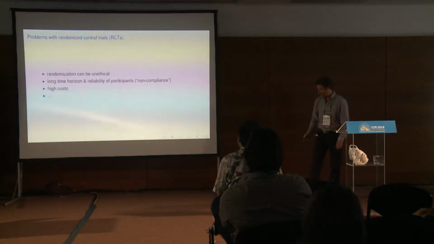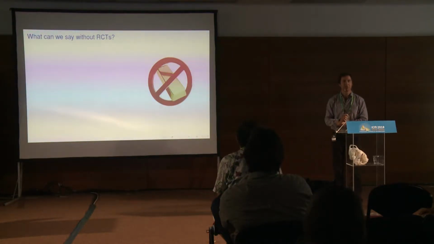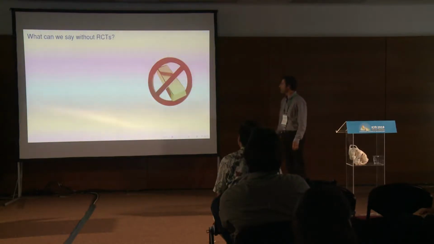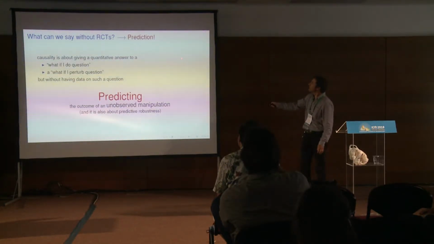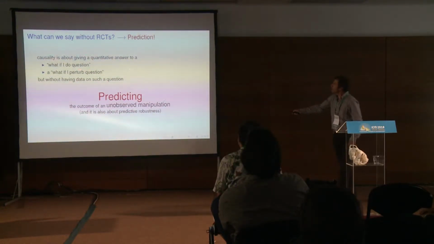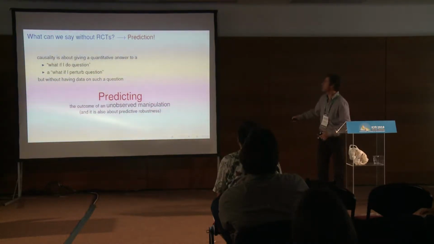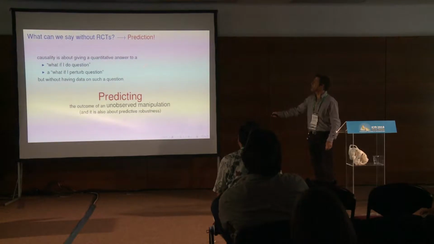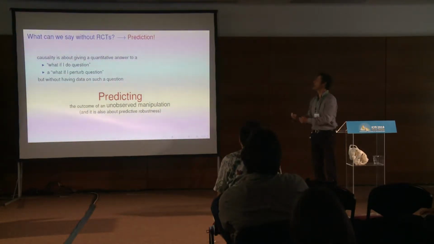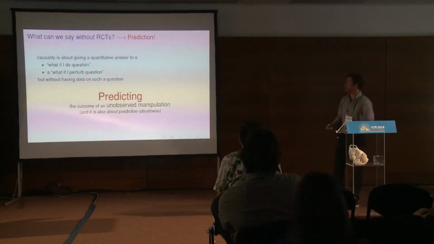What I want to discuss today is what we can say if we don't have a randomized controlled trial. What can we say if we don't have the gold standard? My point is that we should look at this as a prediction problem. If you think about causality, and I'll give a more mathematical definition later, it is something like a quantitative answer to a what-if-I-do question, an answer to a what-if-I-perturb question, but without having data on that experiment.